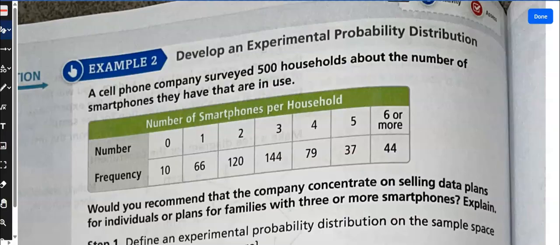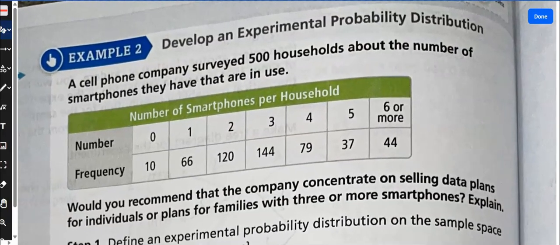Okay, so what happens if they give me a table like this? A cell phone company surveyed 500 households about the number of smartphones they have that are in use. So we've got 0, 1, 2, 3, 4, 5, and then they have one more category called 6 or more. Then they measured the frequency, how many fit into each category. But you can obviously see most people had 3 smartphones in the house. That's how they ended up with the 144, which is obviously the biggest number of the 500.